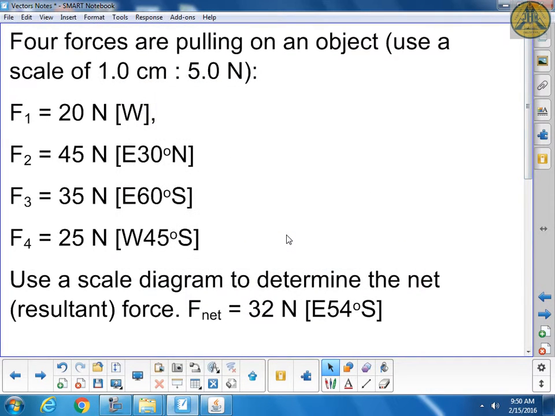So just over here on the end, I'm just going to write how long these are going to be. This is going to be 4 centimeters. This is going to be 9 centimeters, 7 centimeters, and 5 centimeters. So go 4 centimeters west, then northeast, 9 centimeters. Then it's going to go southeast, 7 centimeters. So in a rough path, like this, northeast, southeast, southwest.